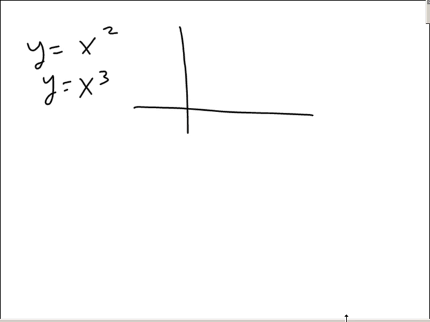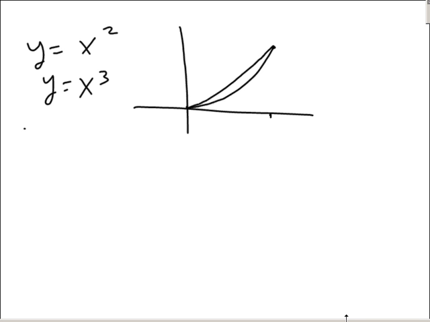Okay, let's try this one. We want to revolve the area that's in between y equals x squared and y equals x cubed, the area that's in between. We want to revolve that around the x-axis. Here is x cubed, and x squared. And they meet at 1.